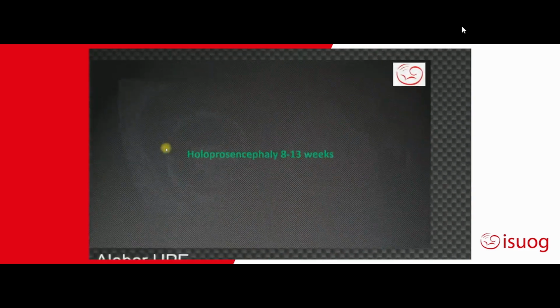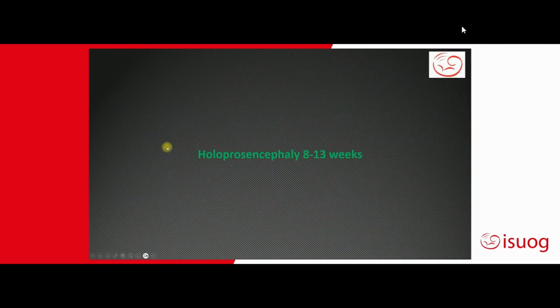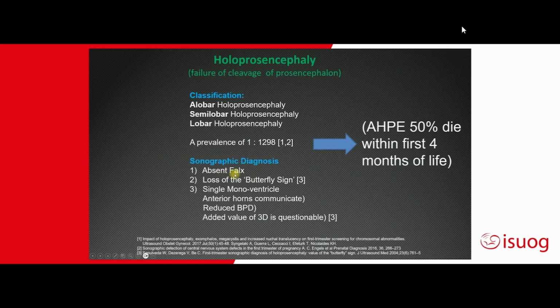Then there's the group of holoprosencephaly. I think this is an easier diagnosis than any of the others I've mentioned before, either acrania or encephaloceles. Why? Because of the 3 sonographic markers we have to rely on: absence of the falx, loss of the butterfly sign, and a single anterior monoventricle. So helpful, these landmarks, in making a certain diagnosis. We can only pick up, however, the alobar and semilobar.